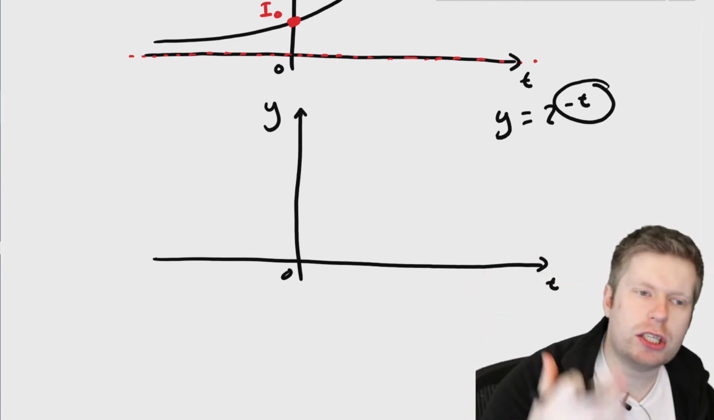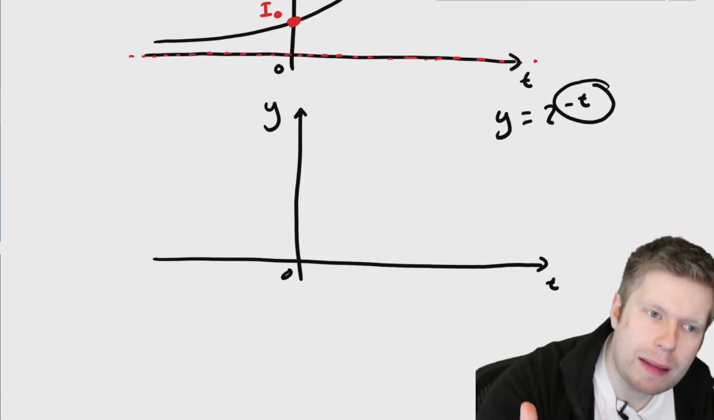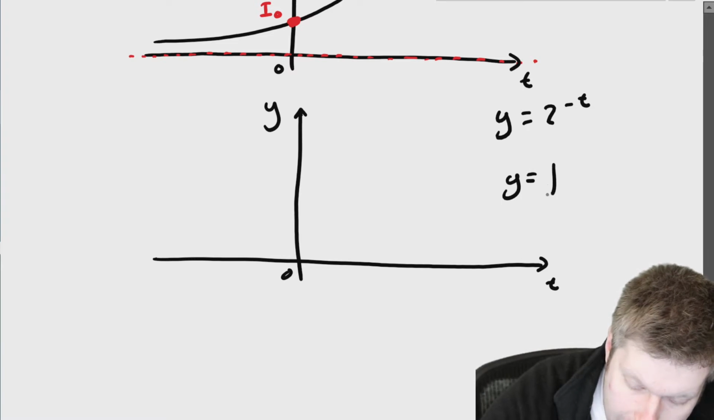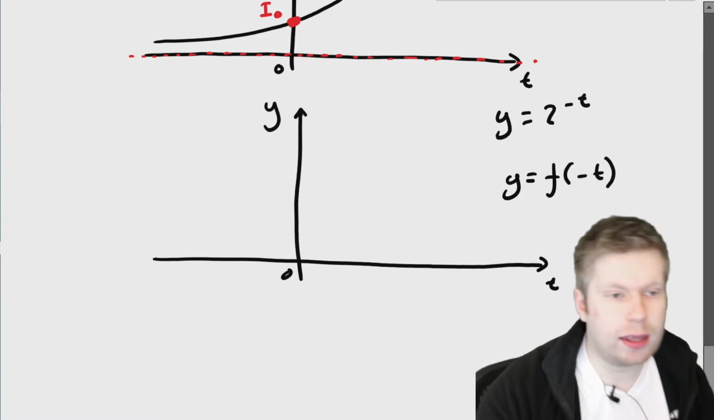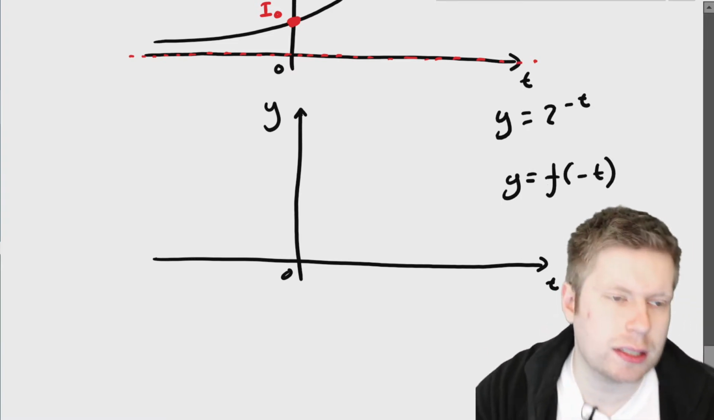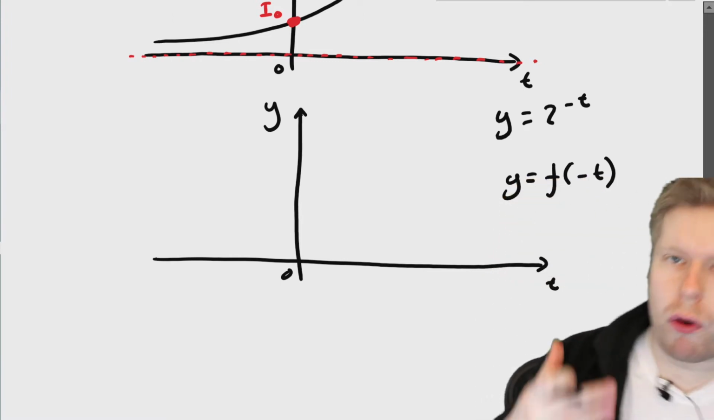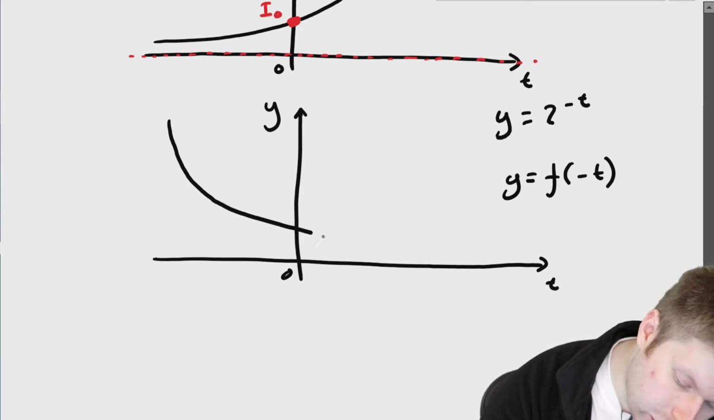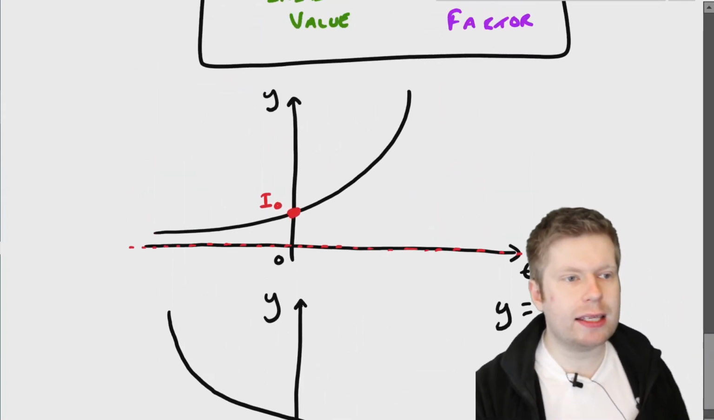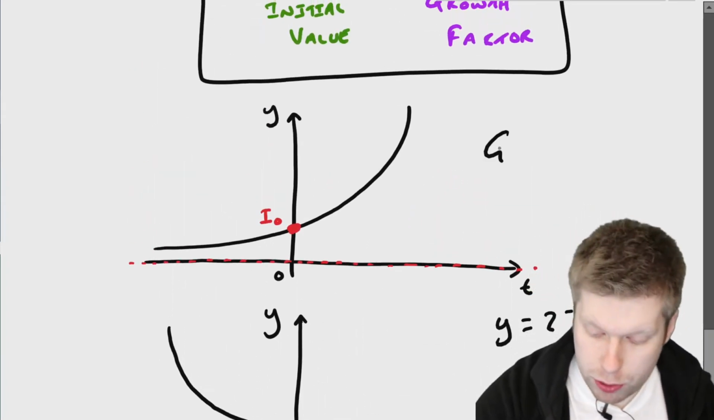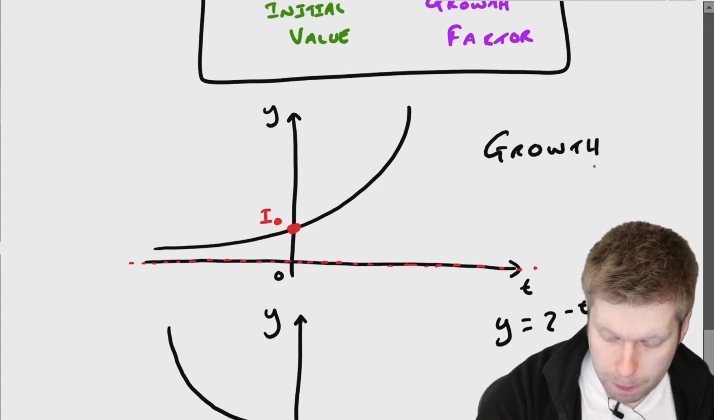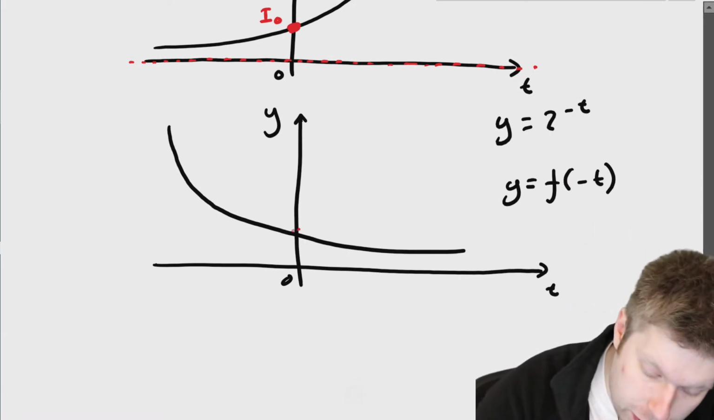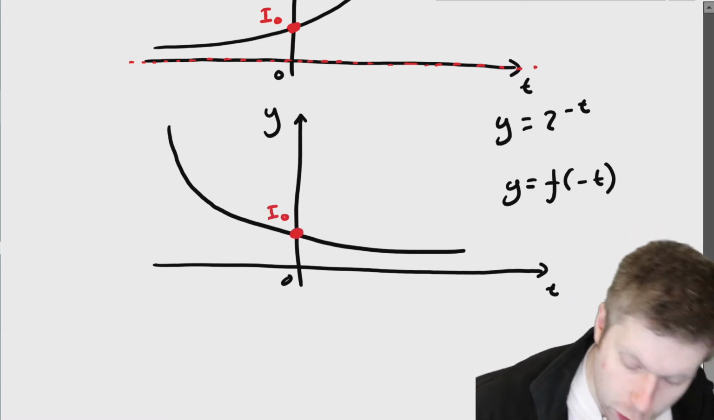In this case, I've changed the value of my input before I've applied my function. In other words, I have y equals f of negative t, where t is my independent variable rather than x, so that should correspond to a reflection in the y-axis. So my decay situation will just look like this. It's exactly the same as my growth situation, that's my growth, but decay will just be happening in the other direction, and this will still be my initial value, I0.